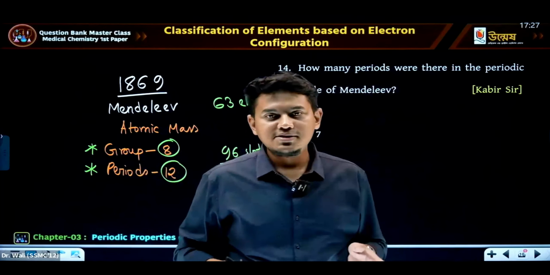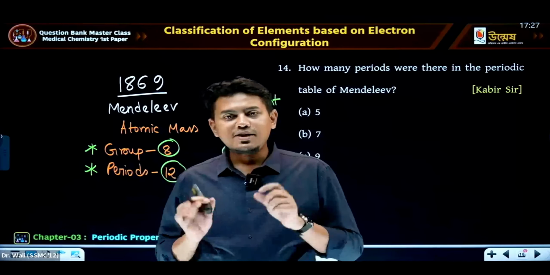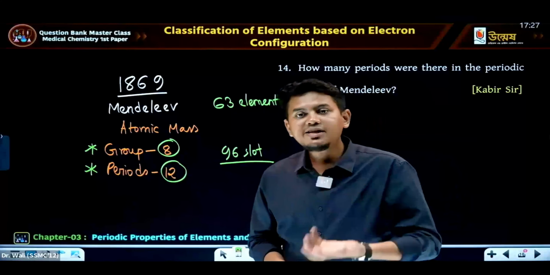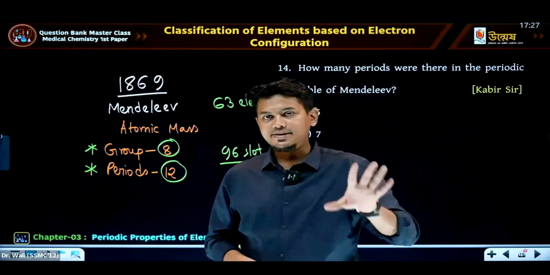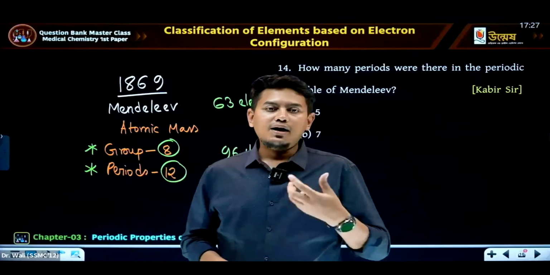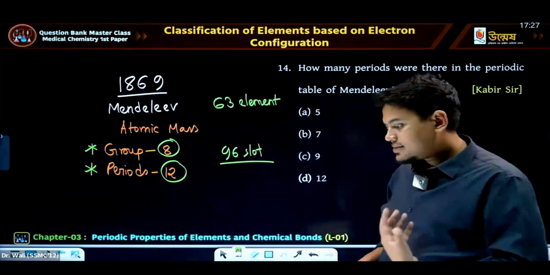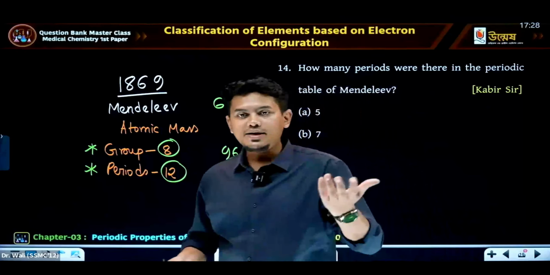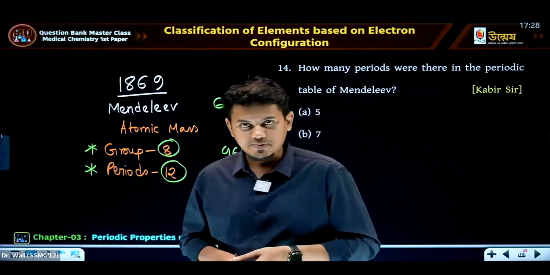He could have arranged all the elements within a table that contains only 63 slots, but he didn't do that because he knew all the vacant slots would be filled by newly discovered elements with the following characteristics. He could predict the characteristics of the elements that could be placed in that area. In his lifetime and also after his death, elements were getting discovered and Mendeleev's prophecies were being proved true. That's why Mendeleev is considered the father of the periodic table.